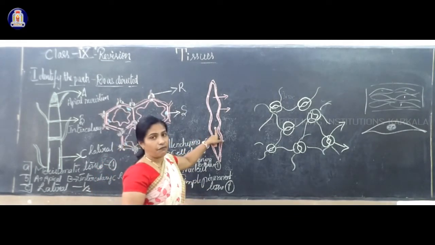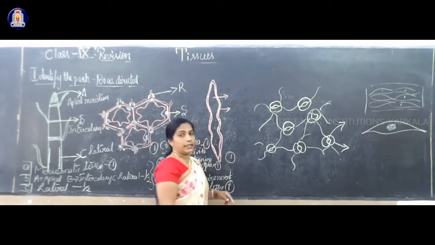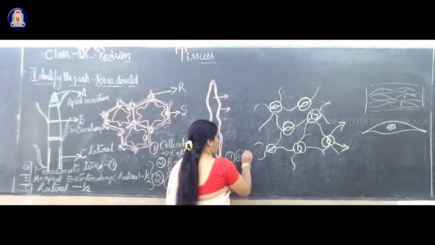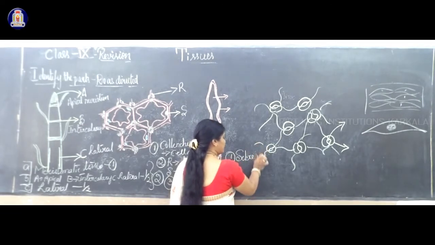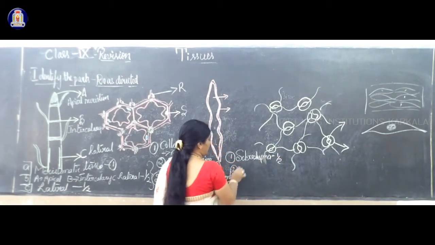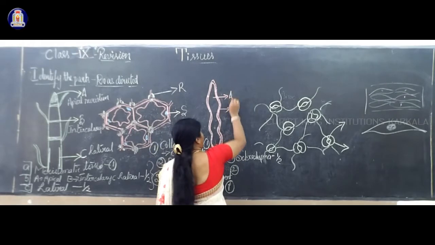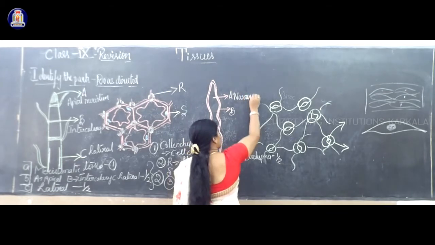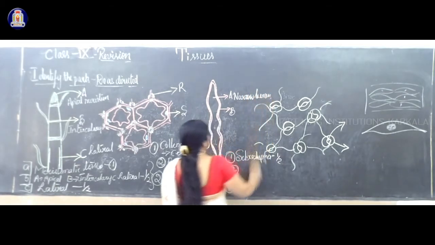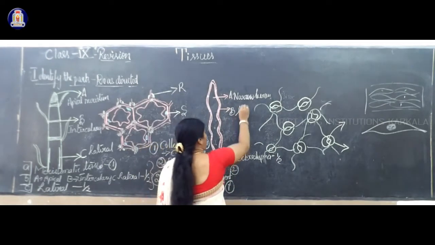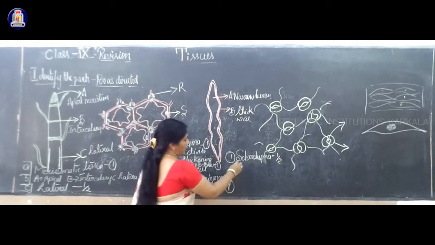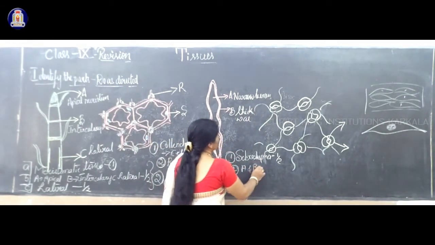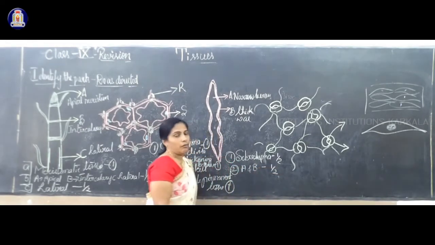Next one, identify. What is the identification here? It is the transverse section of sclerenchyma. Sclerenchyma tissue, that is half marks. Next, parts A and B. A is the narrow lumen, and B is the thick wall. So for A and B in total it is a 1 mark question.